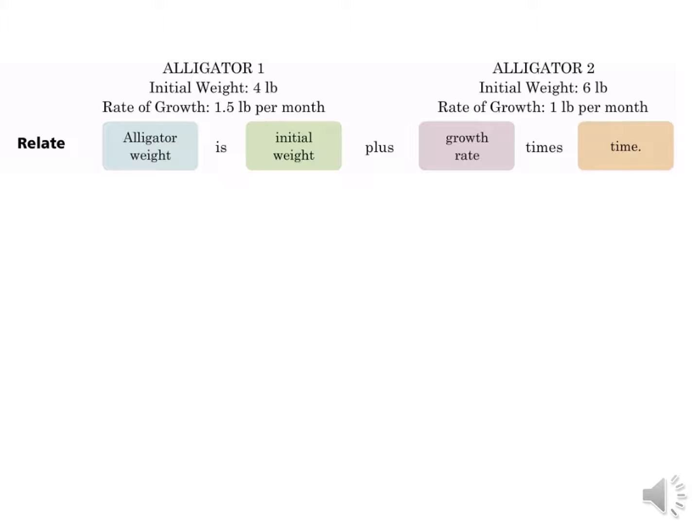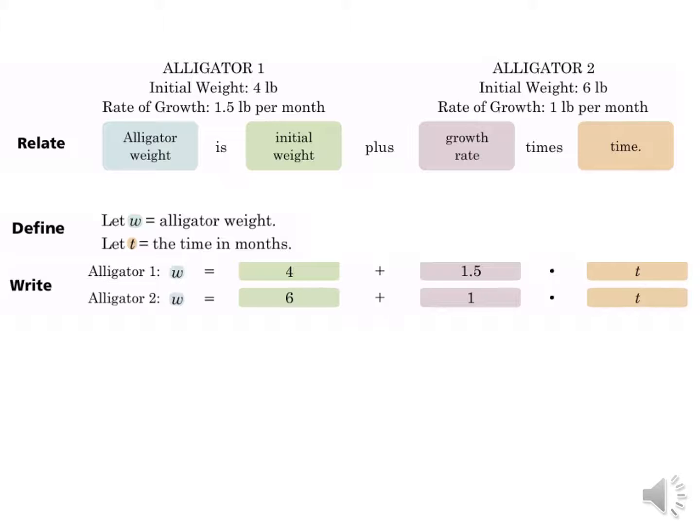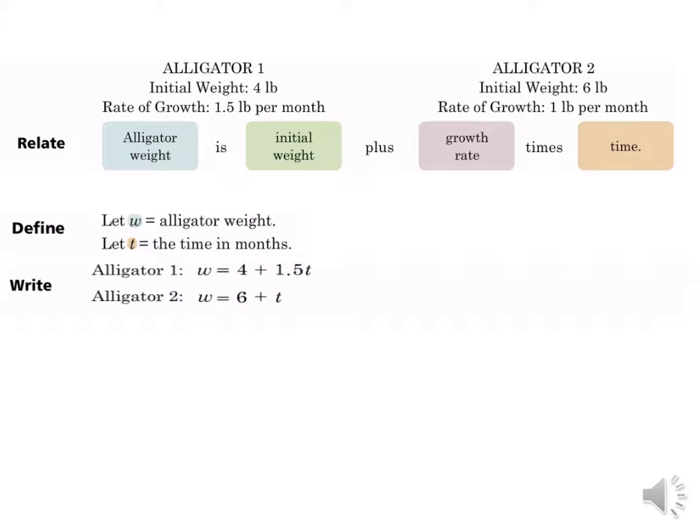Okay, so when they break it down, they tell you the alligator weight is initial weight plus growth weight times time. So they're breaking it down really nice and neat for you here. So the alligator 1 was 4. That was its initial weight. Remember, that's our y-intercept, 4. And our change in y over change in x was 1.5. And 6 we said was our y-intercept, and 1 was our change in y over x. So here are our two equations.